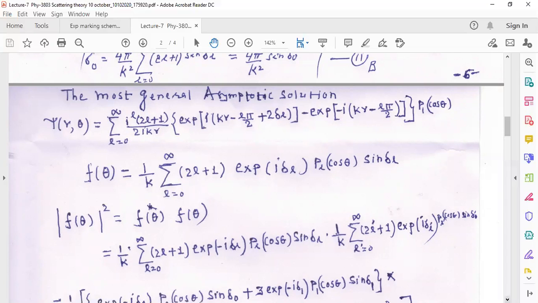So let us work out this problem. You see, I wrote the formula of F theta. This is known to you. F theta is basically a summation of the contribution of all partial waves.